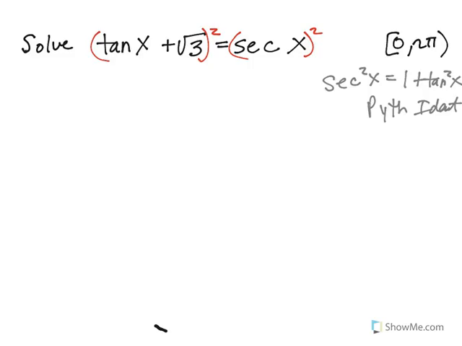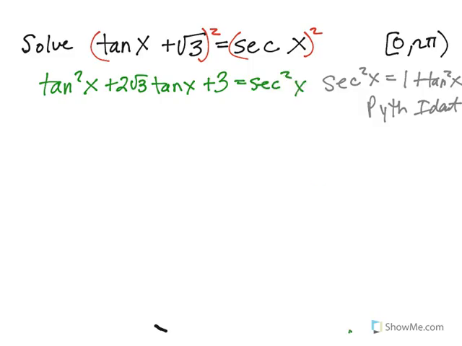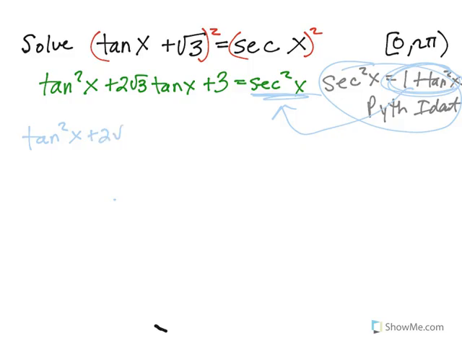So on the left, if I expand tangent x plus radical 3 and square it, I get the tangent squared of x plus 2 radical 3 tangent x plus 3. And that equals my secant squared of x. Okay, so far so good. Where does that take me? Well, now instead of secant squared x, let's substitute in our Pythagorean identity. So I'm going to have the tangent squared x plus 2 radical 3 tangent x plus 3 equals 1 plus the tangent squared of x.